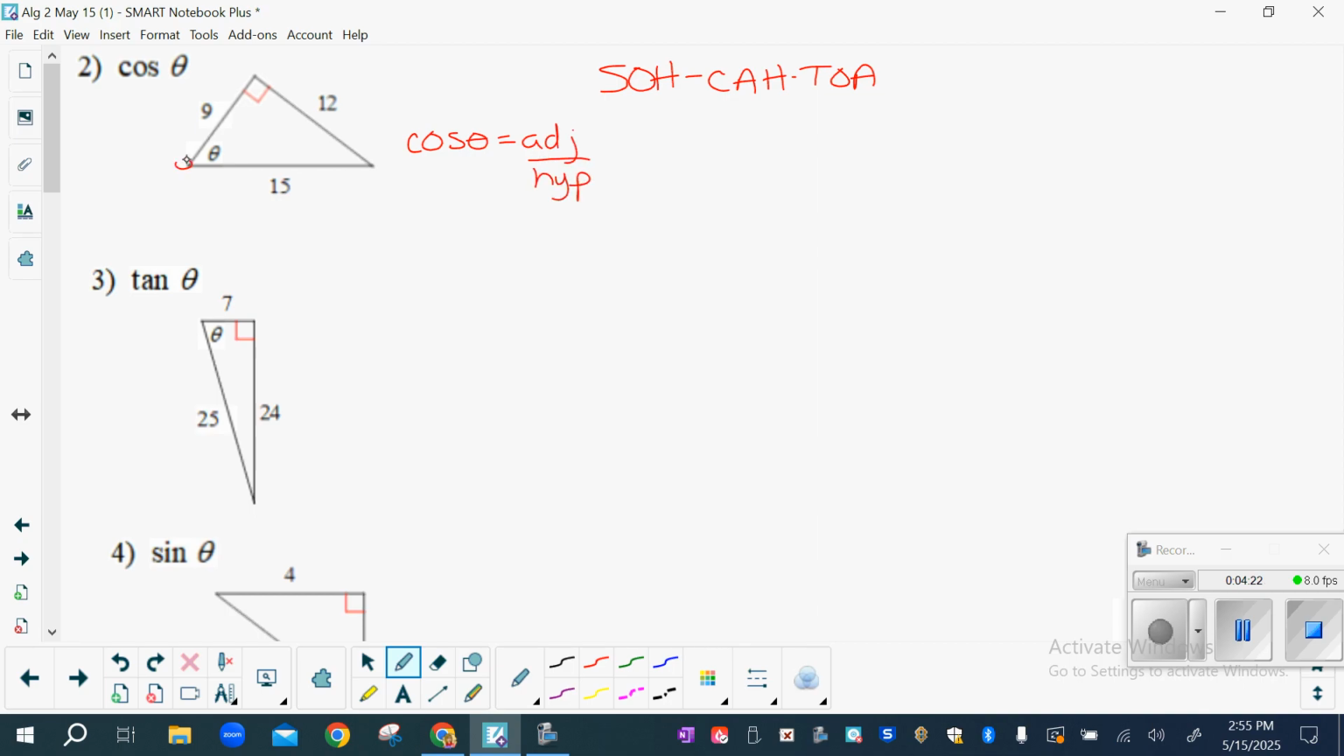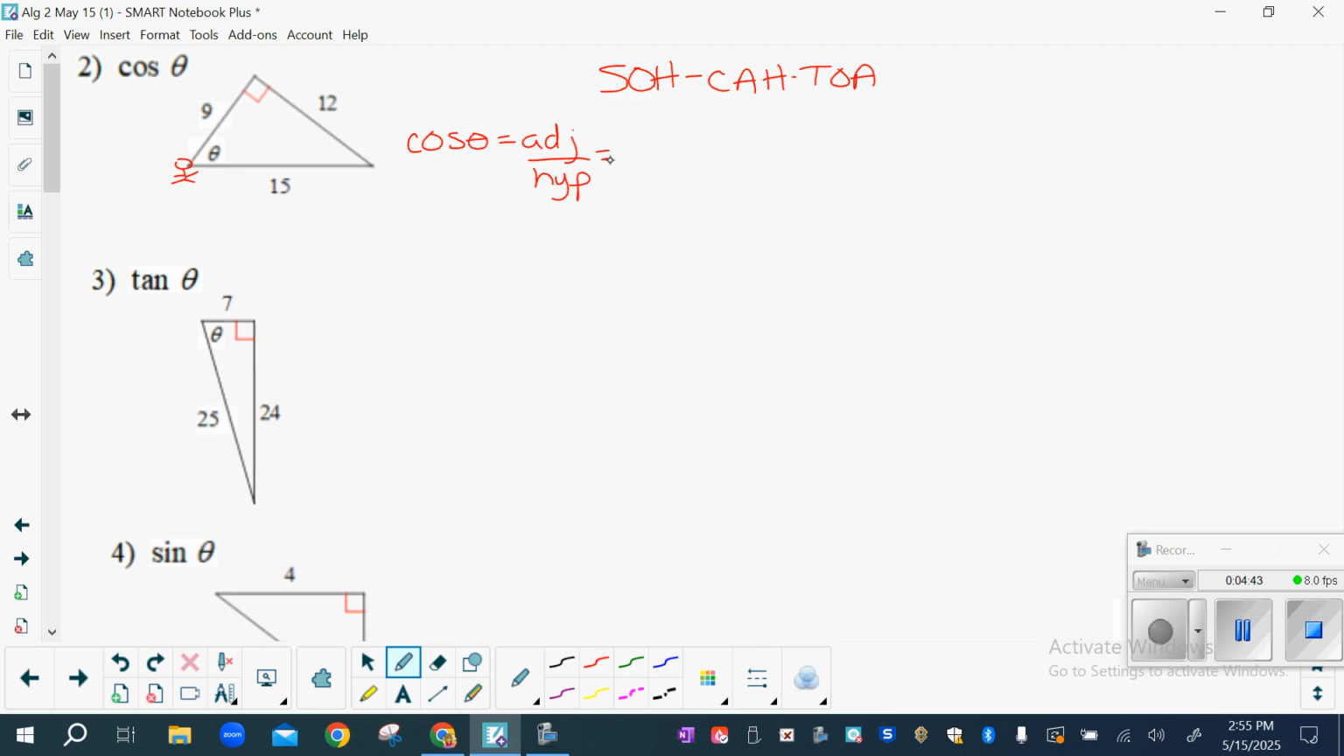So here's our person. Which side, same group, which side would be the adjacent leg? 12. Yeah, then the 9 would be right next to it. The adjacent would be right next to it. That's the 9. Does that make sense?